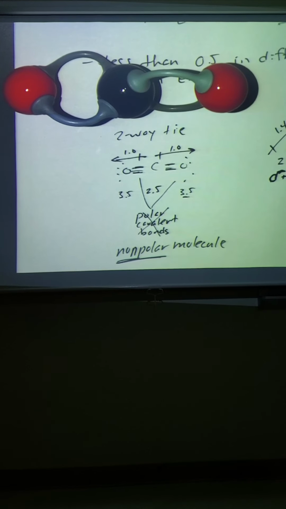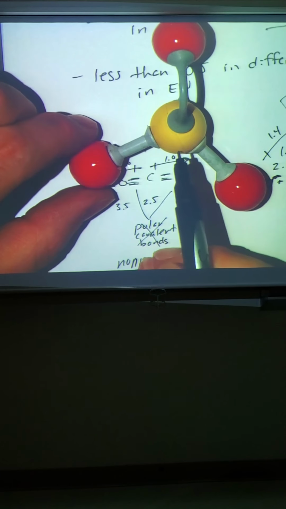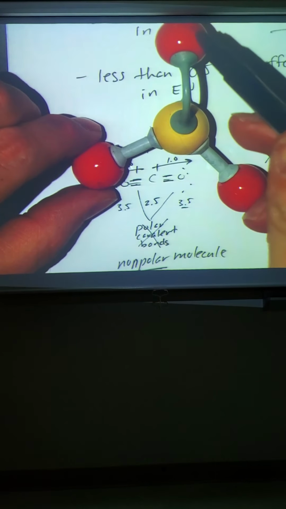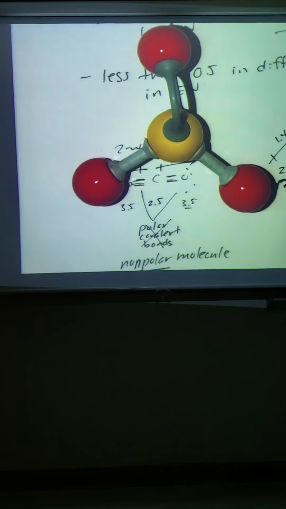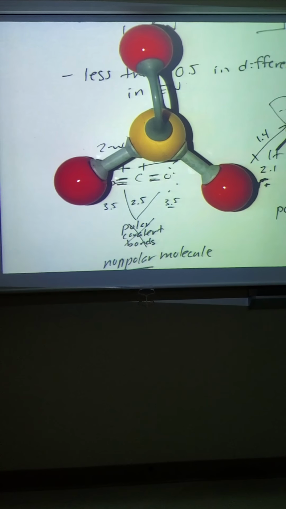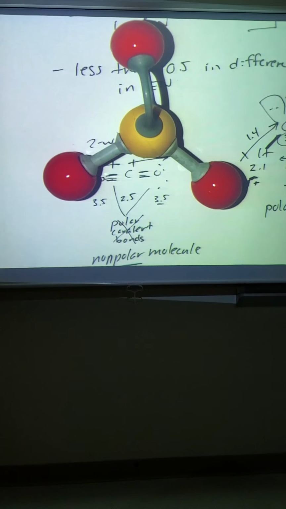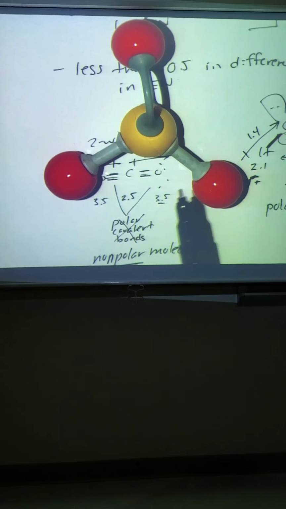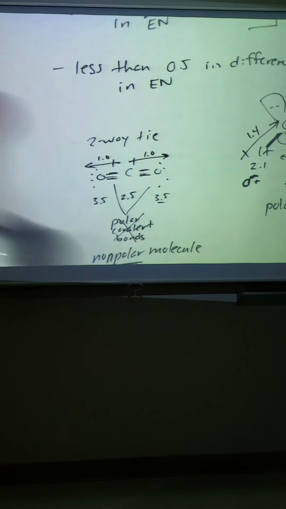So other ones to watch out for would be SO3. Not going to work it out, but you can imagine sulfur at 2.5, these oxygens at 3.5. Now we have a three-way tie, nobody wins. So because of sulfur trioxide's trigonal planar shape, it's also going to be nonpolar. So watch out for CO2 as a two-way tie. Watch out for SO3 as a three-way tie. And even though I didn't make the model kit, you can imagine it with this one.